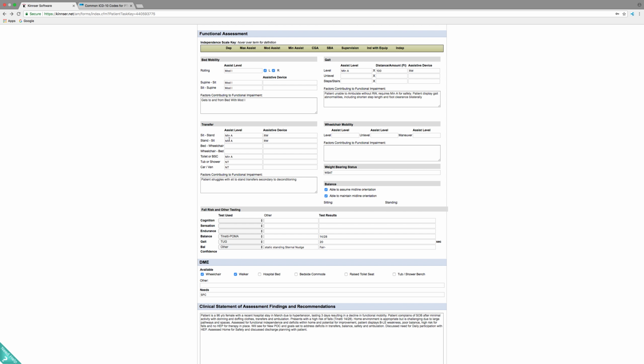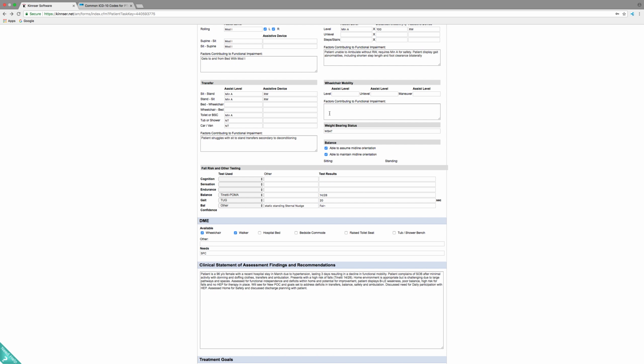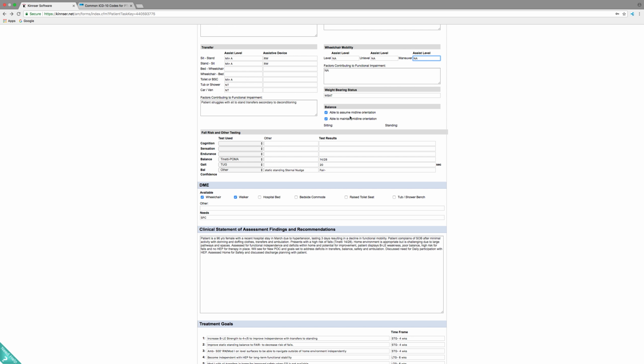Same thing here for transfers. They were min assist, requiring a rolling walker for assistance, and struggles due to deconditioning. If they use a wheelchair, this is where we would want to fill that section out. Here we could absolutely just put NA for thoroughness if we wanted to, just to make sure, once again, that nobody could call into question and say we forgot to document it. Balance, whichever applies: able to assume midline and maintain it.